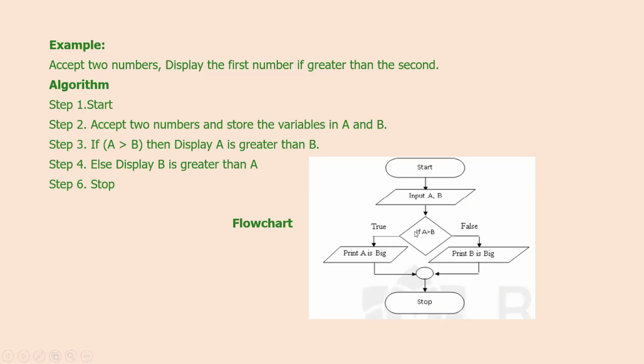In the flow chart, using special symbols, each step of the algorithm is mentioned. So we input A and B. If A is greater than B, true means print A is big. False means print B is big. Then we can stop execution. So any one part of the set of blocks will execute.